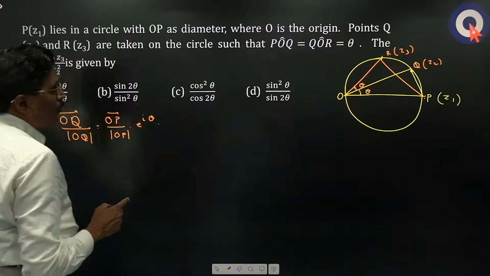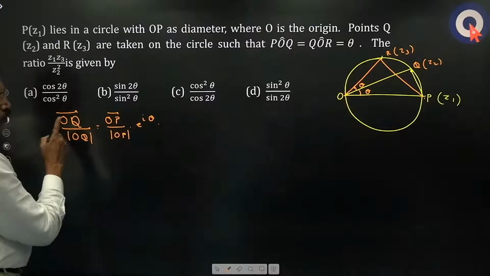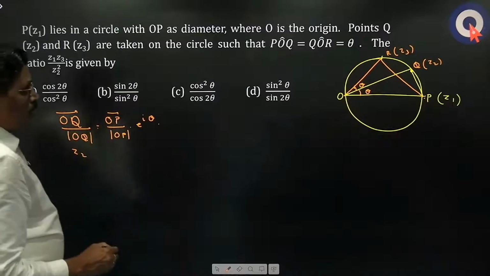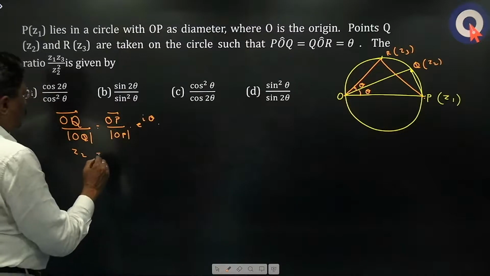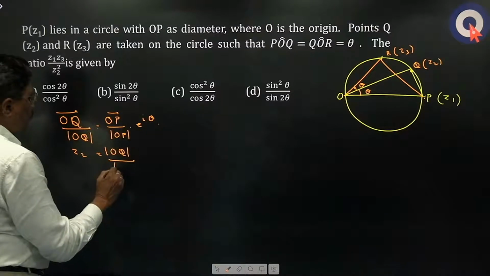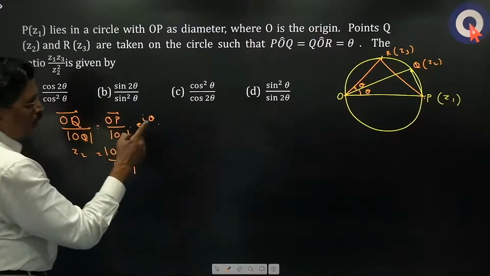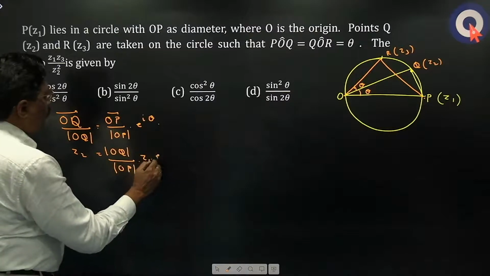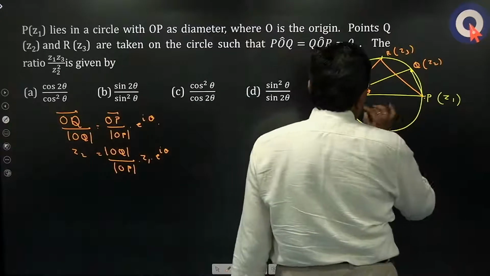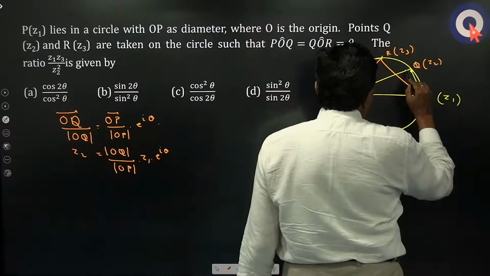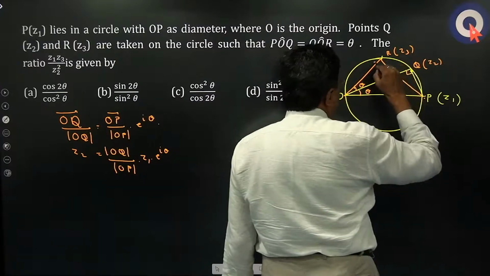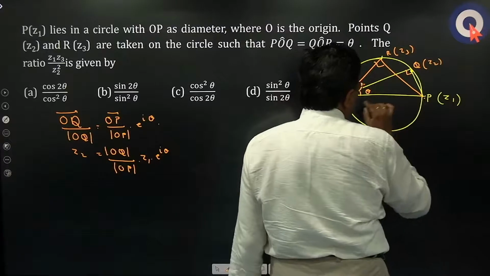Right. Now OQ is Z2, which is equal to mod OQ by mod OP. OP is Z1 into e power i theta. Here we have one more point. OP is the diameter, therefore this angle, angle in a semicircle is a right angle. So this angle is 90 degrees.